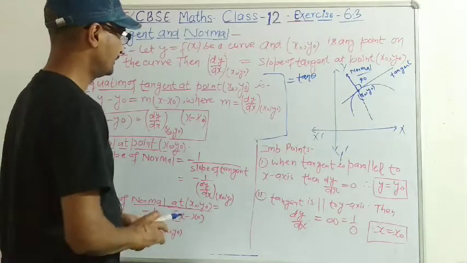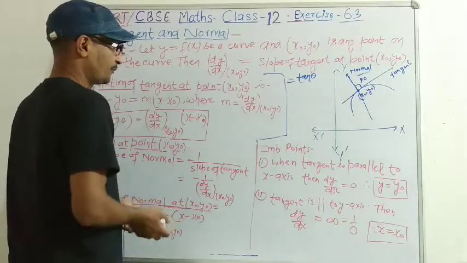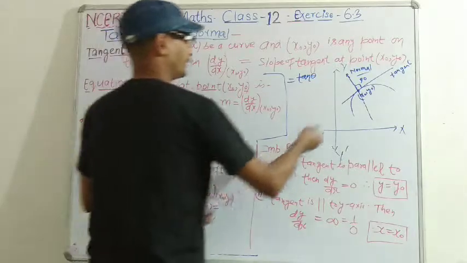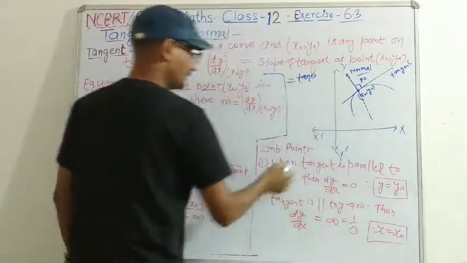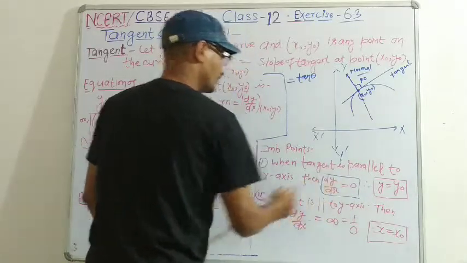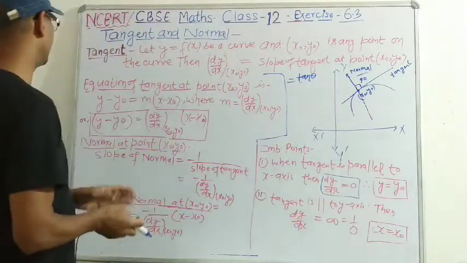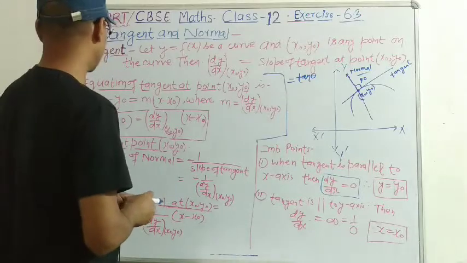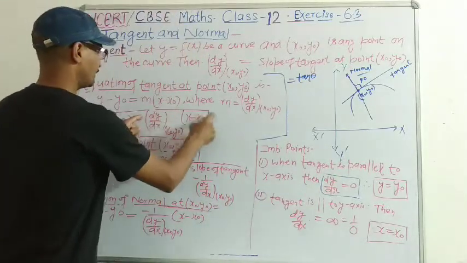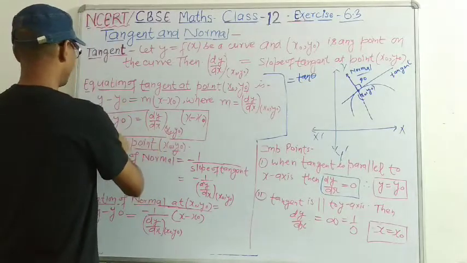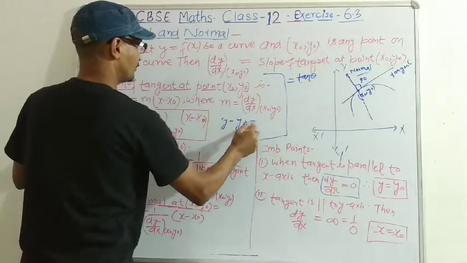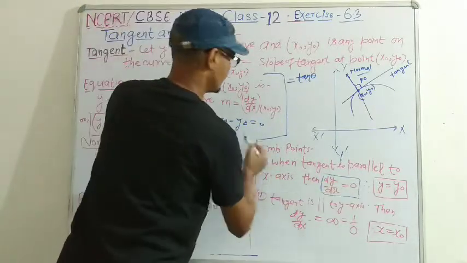And some important points should be noted down. Number one is when the tangent is parallel to the x axis. If the tangent is parallel to the x axis, then the slope is 0, that means dy by dx is equal to 0, and at that time what will be the equation of the tangent? If dy by dx is equal to 0, then the total term will be 0. In that case y minus y0 is equal to 0, so we can write y is equal to y0.